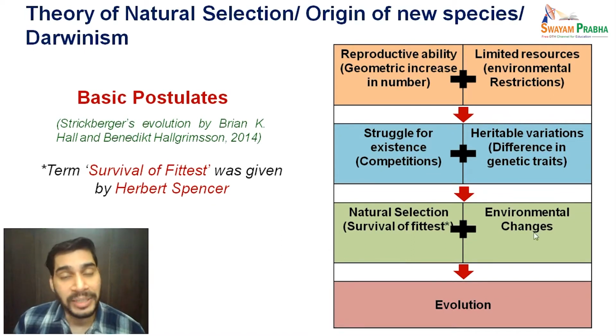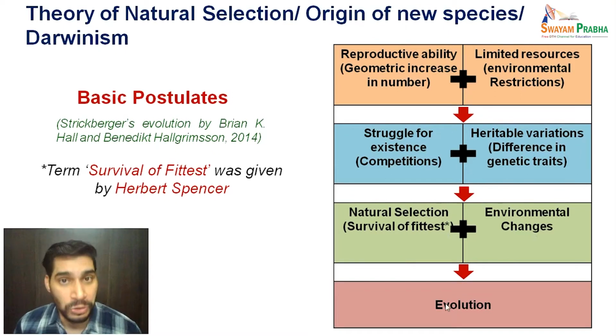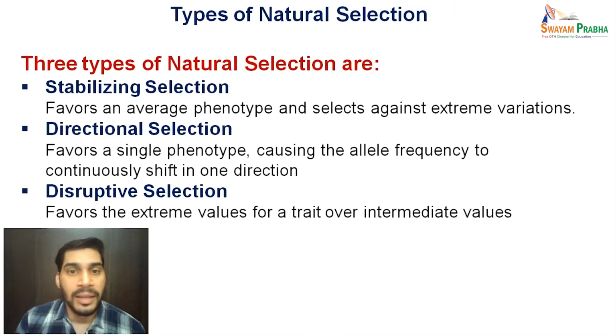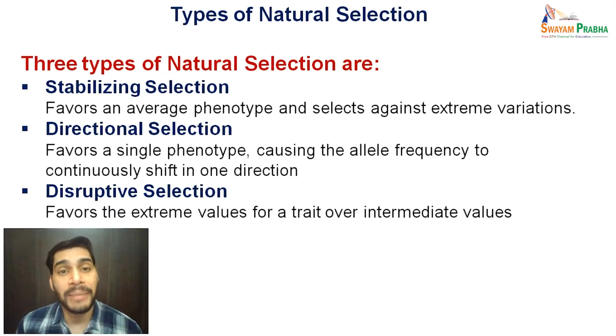Along with the environmental changes, natural selection or survival of the fittest leads to the phenomenon of evolution. So this is the crux or summary of natural selection, or you can say the basic postulates of the theory of natural selection. Now, having this much idea, let us move ahead towards understanding what we mean by different types of natural selection.